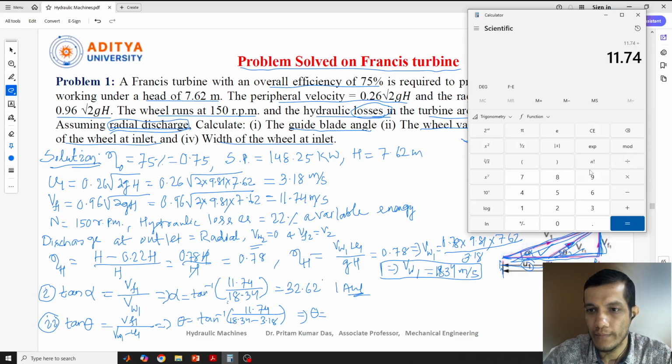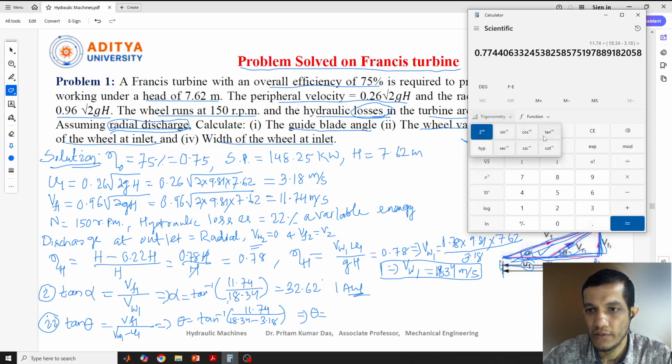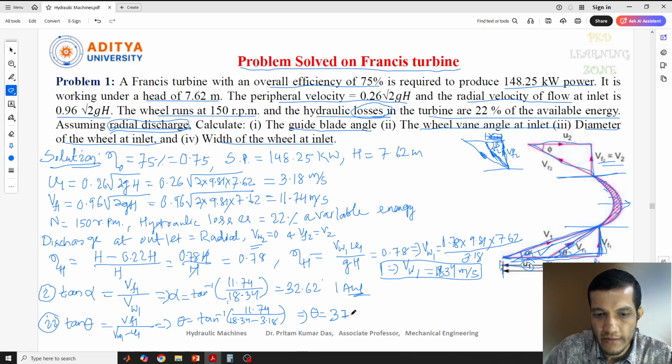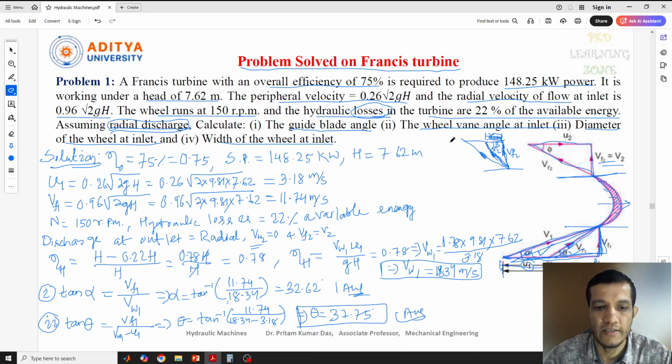11.74 divided by bracket start 18.34 minus 3.18 bracket close. This much. Okay, 0.77 something is there. Let tan inverse of this. 37.75. So we got here 37.75 degree. So this is the value of theta. So this is the first answer, second answer. First answer, second answer we have completed.